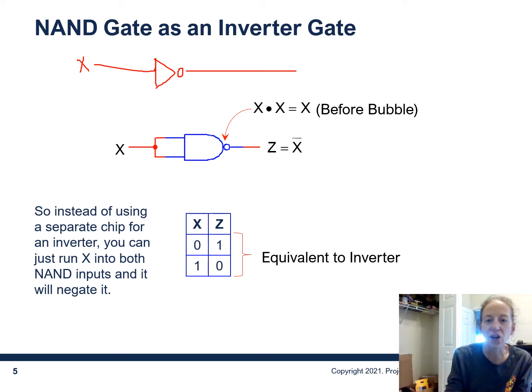So what it does here, and they're kind of explaining it right in here, is it's going to AND X, which we know from our Boolean algebra is just X, and then the negation is going to negate it. And so just like this would invert X to give us X bar, running the X input into both inputs of the NAND gate will essentially invert your X. And that is your explanation of why you replace it like this.